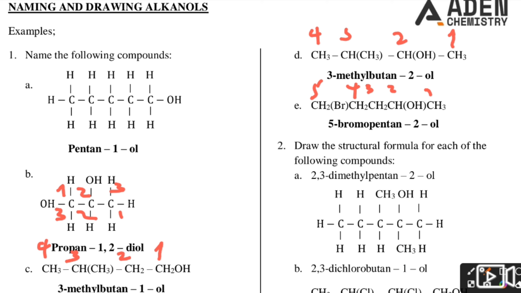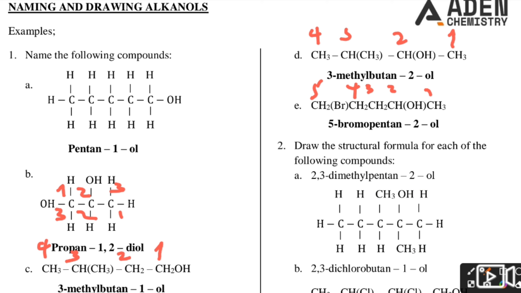The next, the third attachment will be on carbon number 3 because we are counting from here: carbon number 1, carbon number 2, carbon number 3. So this is how we write the structural formula for this compound. For the rest we put hydrogen, hydrogen, hydrogen like that.